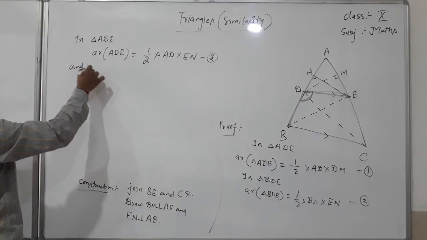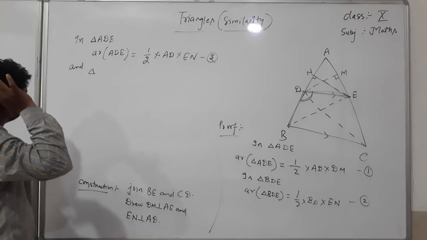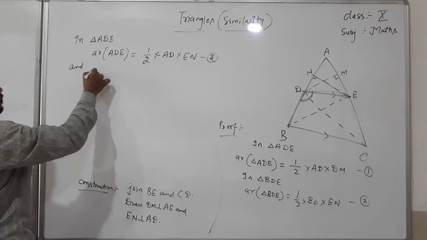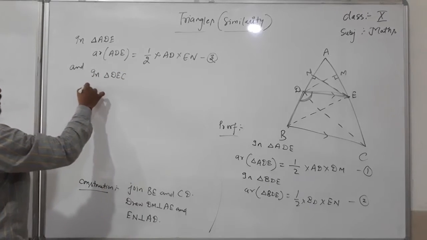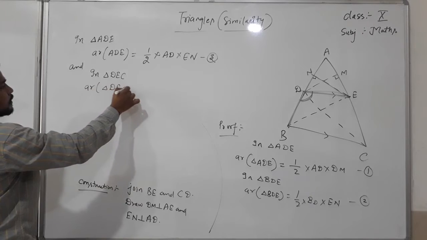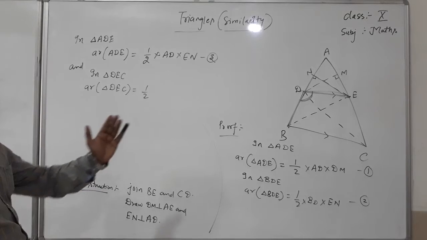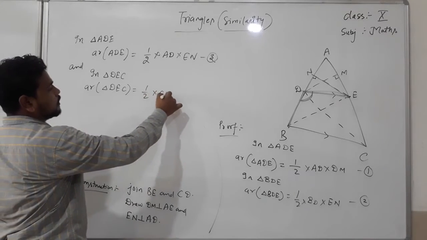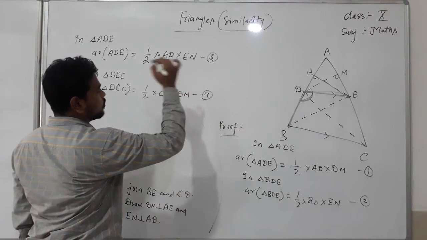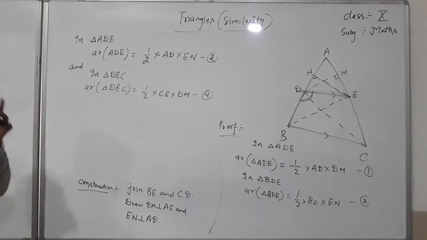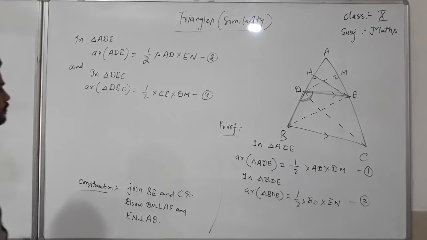And in triangle DEC, area of triangle DEC is equal to 1 upon 2 into CE into DM. That is the fourth equation. So there are four things, students: ADE, BDE, ADE and DEC.